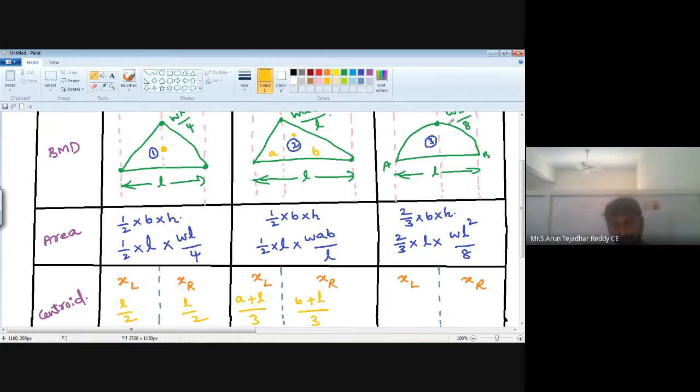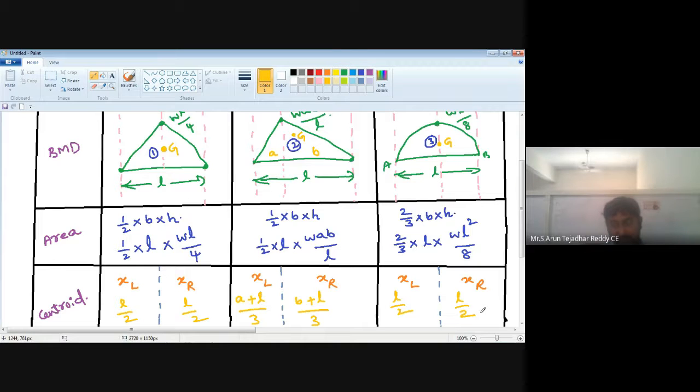Now coming to the third diagram, it is a symmetrical structure. So your center of gravity is acting here. Write it as G. Center of gravity is indicated as G. So your center of gravity is acting at the middle of the span. It means when calculating the left part, it is clearly L by 2, and when calculating the right part, it is also L by 2.